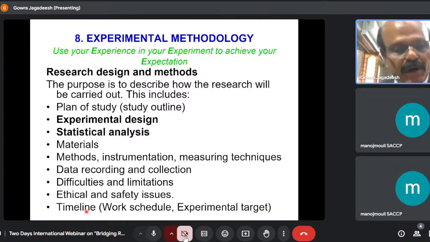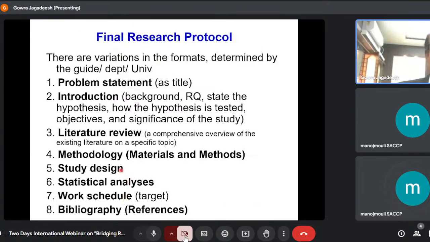Some universities want all of them to be there. Some universities may not insist. So depending upon this one, there are a lot of variations in writing the protocol. So you must check your university rules. So the final research protocol, more or less, has these components.